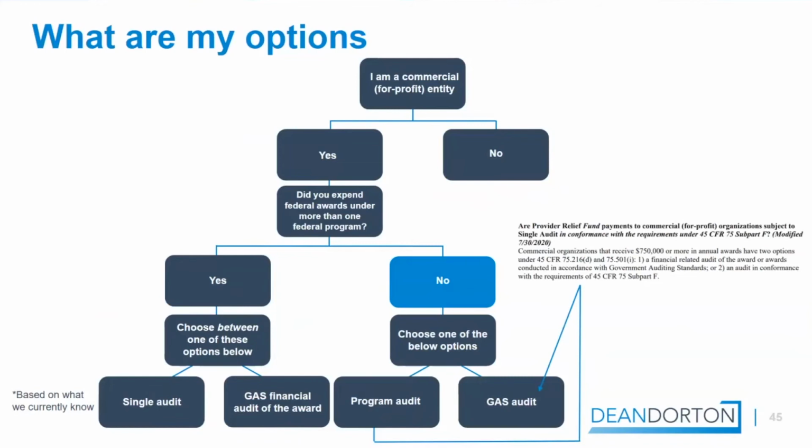If yes, you need to go to the bucket on the left where you choose between a single audit and a GAS financial audit of each individual award. If no, if provider relief funds are your only one that you've got, then you can decide between a program audit and a GAS audit. Not going to be a lot of difference between the two, likely.